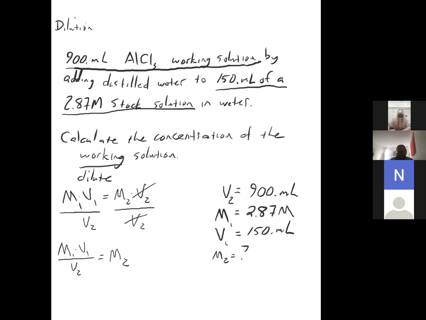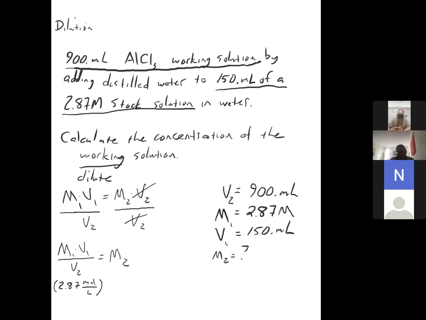So M1 we said was 2.87. Now, I'm going to write molarity just to remind ourselves. Molarity, it's easy to forget this, is moles divided by liters. Capital M means moles divided by liters. It's actually 2 units together. So there's M1. It's the number of moles in 1 liter of something. So if I had 1 liter of this stock solution, I'd have 2.87 moles of aluminum chloride.